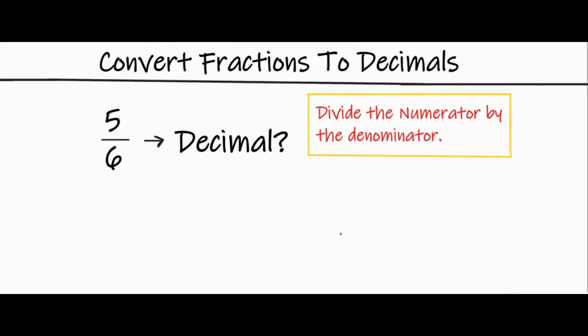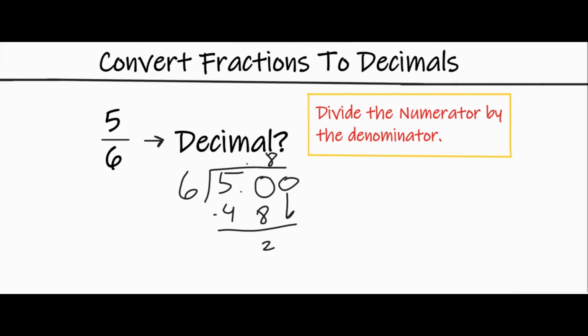Now let's try 5/6. So that means we're going to have 5 divided by 6. So we add a decimal point, add a 0, bring that straight up. 50 divided by 6, so 6 times what gets us close to 50 but not over. That would be 8. 8 times 6 is 48. 50 minus 48 is 2. Add a 0, bring that down, that gives us 20.